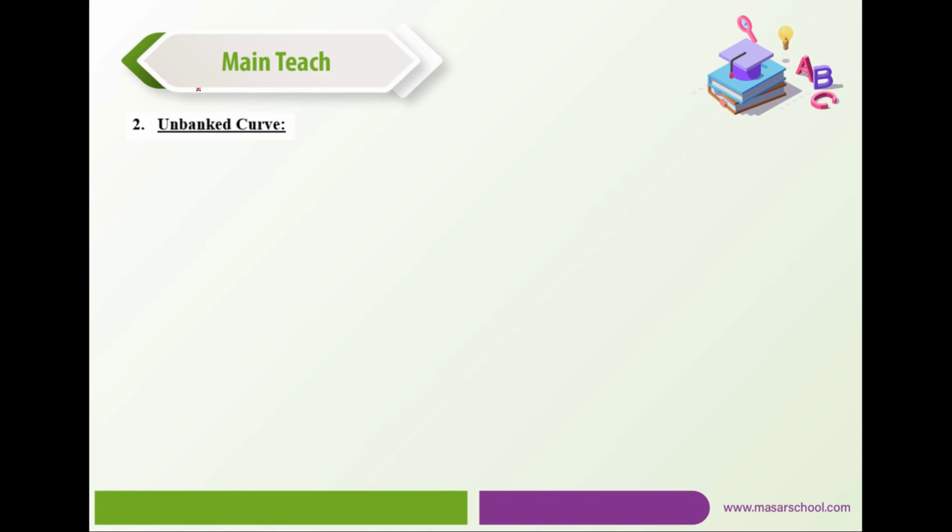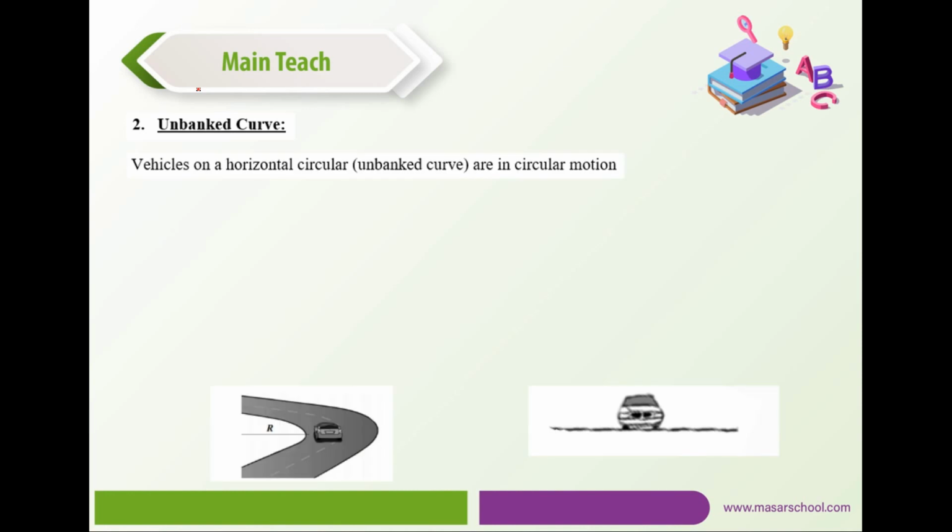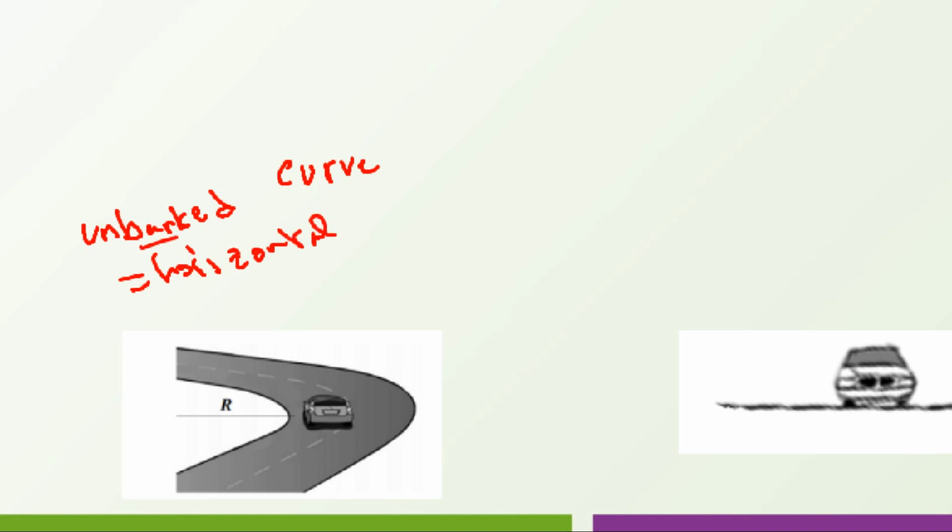Now section 2, unbanked curve. Vehicles on a horizontal circular unbanked curve are in circular motion. So this is an unbanked curve. Curve means it is circular, and unbanked means horizontal. Later we will study what is meant by banked curves.